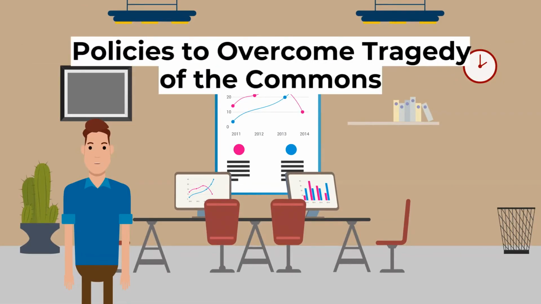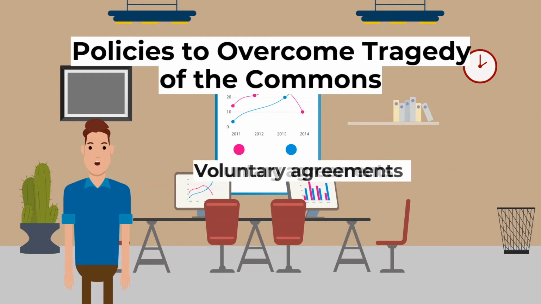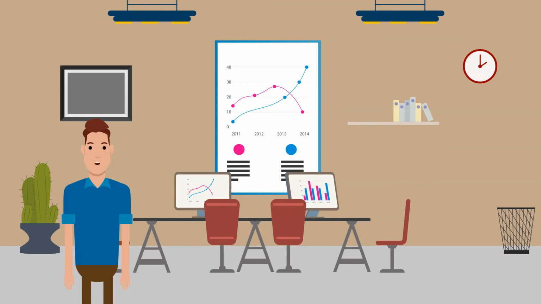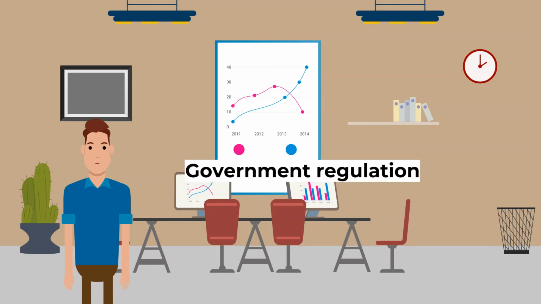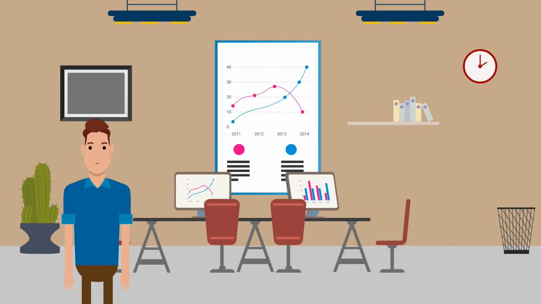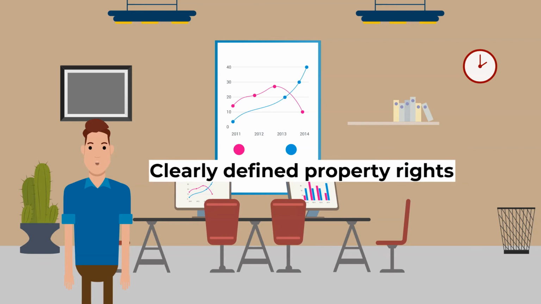What are some policies to overcome the tragedy of the commons? 1. Voluntary agreements along the lines of Eleanor Ostrom, with informal arrangements and local monitoring. A strong sense of civic responsibility can make these arrangements more successful. 2. Government regulation. Government regulation can limit fish catches or the size of fish nets to allow young fish to escape. 3. Clearly defined property rights.